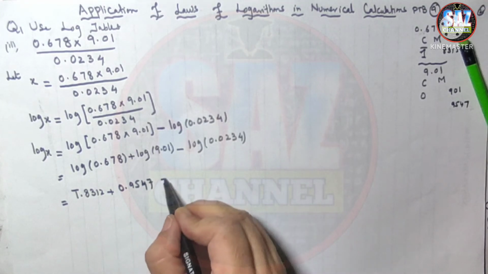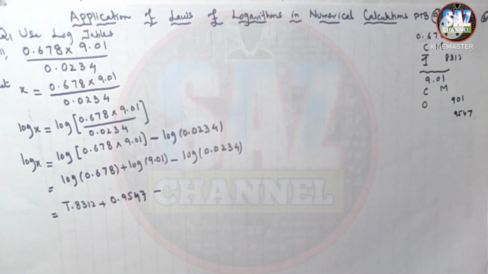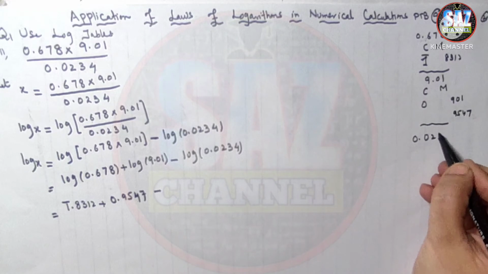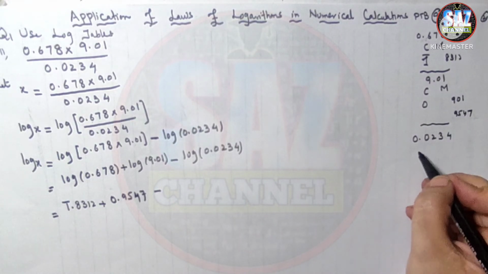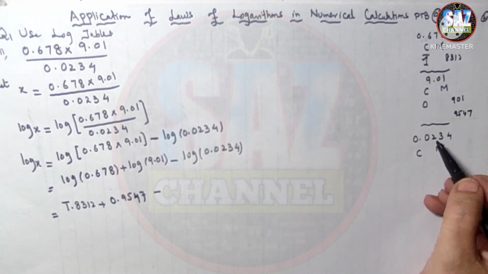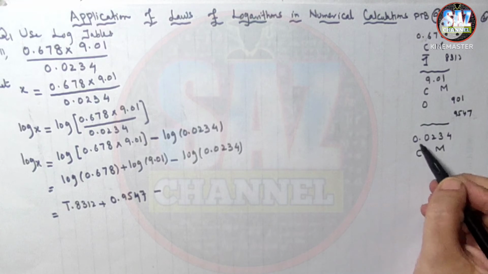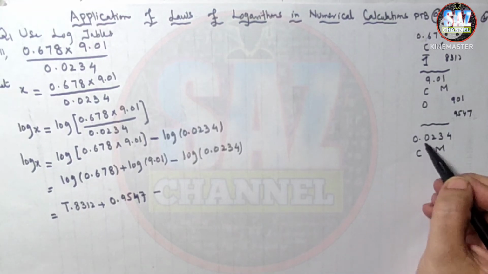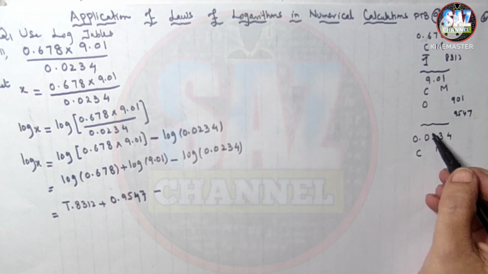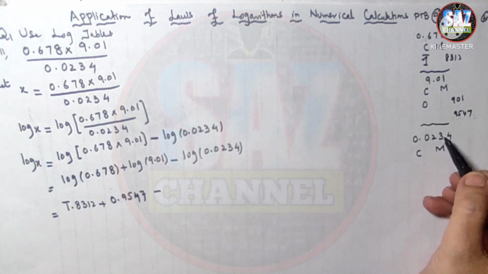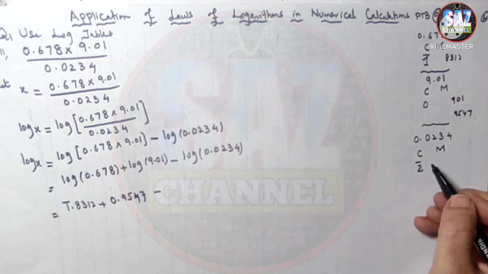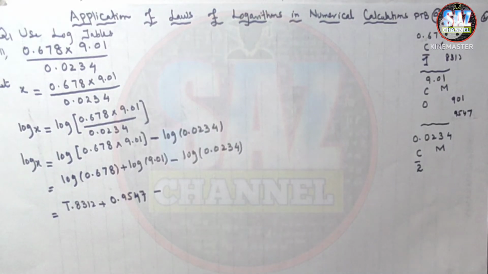Okay, now the third number is 0.0234. First we have to think about the characteristic, and second is the mantissa. How do we find the characteristic of numbers which are less than 1? As we have 1 zero after the decimal point, the characteristic of this number will be -2. Recall the rule of characteristic.